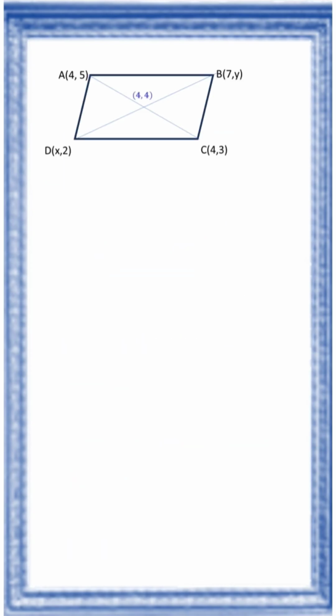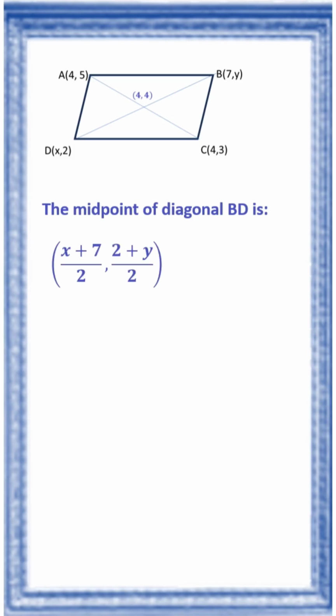Now let us find the coordinates of the midpoint of the diagonal BD. How can we find it? By using the formula (x1 plus x2) by 2, (y1 plus y2) by 2. So now let us substitute the values: (x plus 7) by 2, (2 plus y) by 2, which is equal to 4, 4.